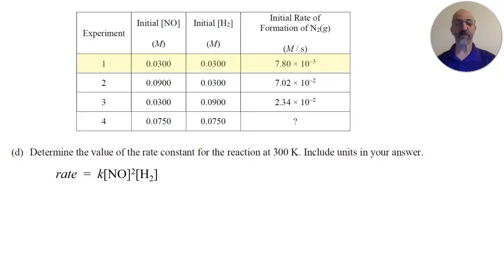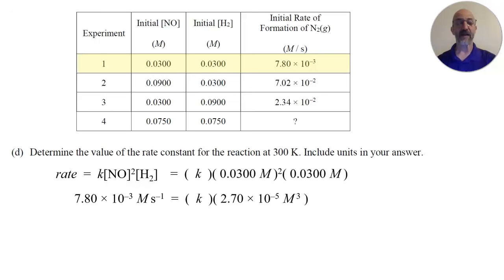So there's my rate law. Rate equals rate constant k times initial concentration of nitrogen monoxide squared times initial concentration of hydrogen. The only thing that I don't know in experiment 1 is the value of the rate constant. So what I'm going to do is plug in everything I know in terms of the numerical values. So I have 7.80 times 10 to the negative 3 molarity per second, and that equals the rate constant k times the initial concentration of nitrogen monoxide squared times the initial concentration of hydrogen.